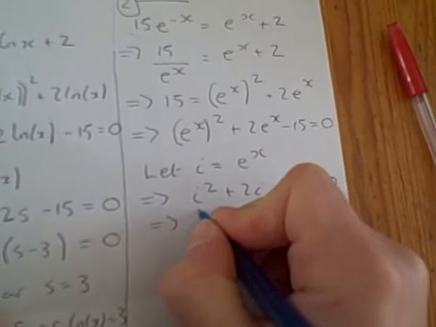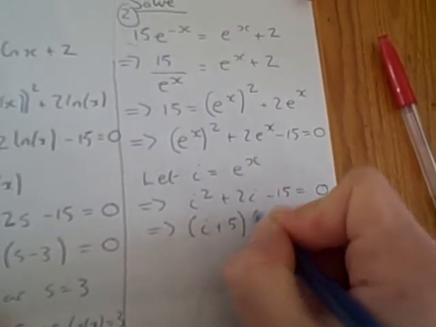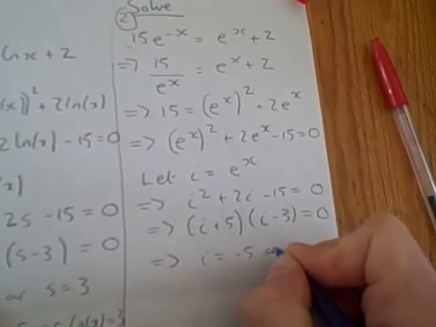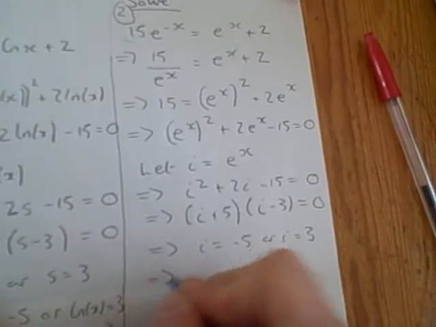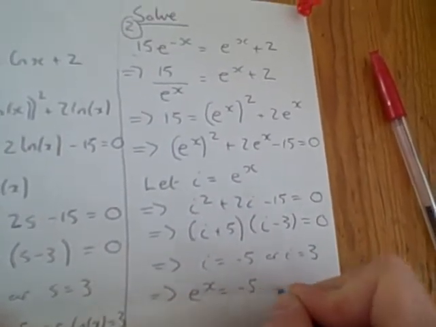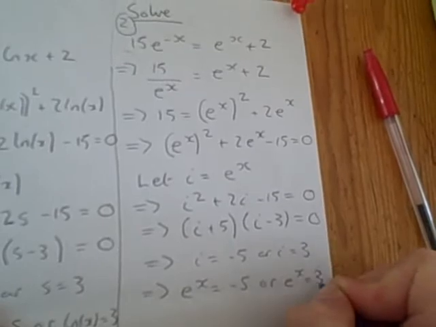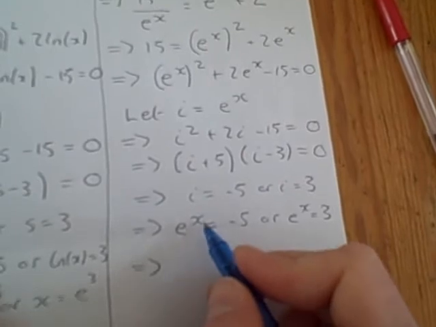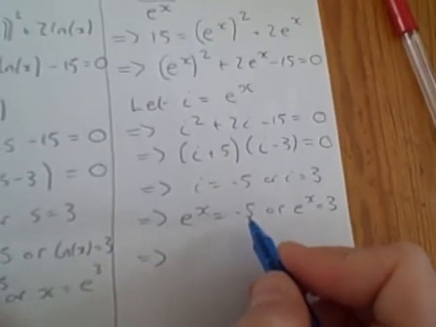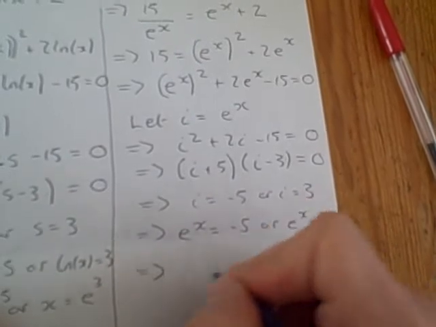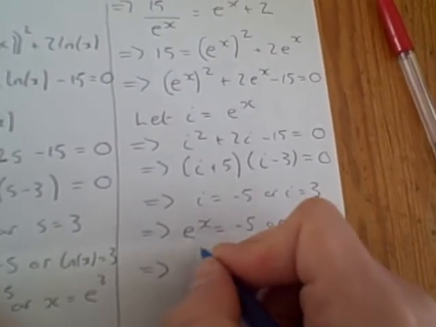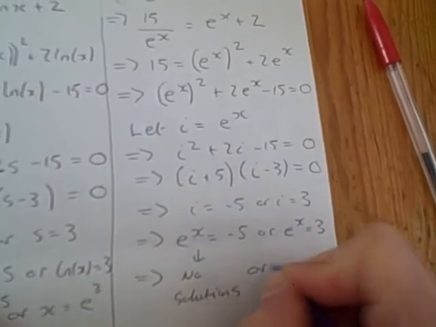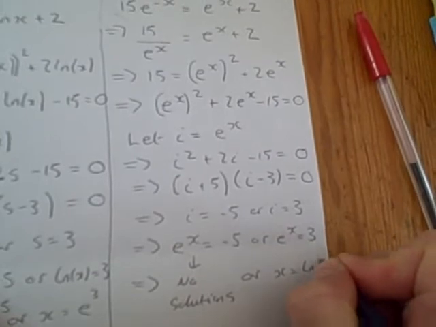This factorises as we saw before: (i plus 5)(i minus 3) is equal to 0. This implies i equals minus 5, or i equals 3. But i, of course, was e to the x. This implies e to the x equals minus 5, or e to the x equals 3. This is a careful point here: e to the x equals minus 5. If we take ln of both sides, we'll be doing ln of minus 5, which we can't do. So there's no solutions. Or x equals ln 3.